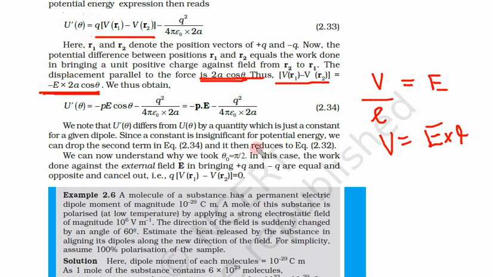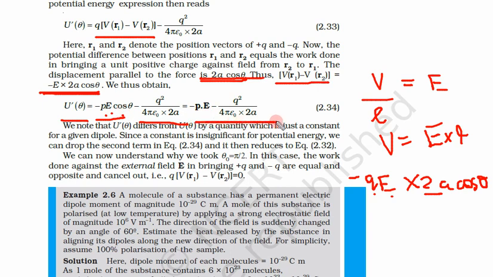Putting this value here, minus qE into 2a cos theta, and you know this q into 2a is p. So E remains and cos theta is there. So U(theta) is equal to minus pE cos theta, and this second term is the same. Again this cos theta we can write as a dot product, minus pE cos theta is minus p dot E, minus q square upon 4 pi epsilon naught into 2a.